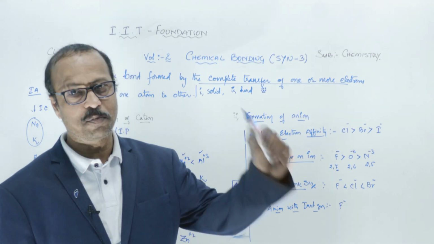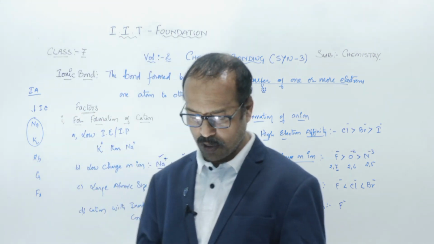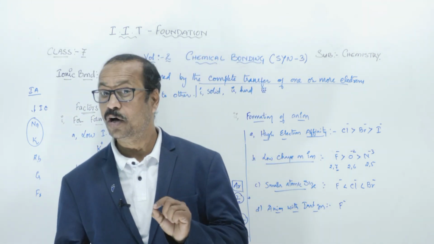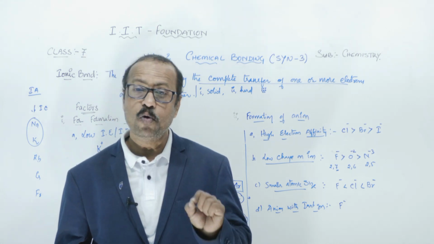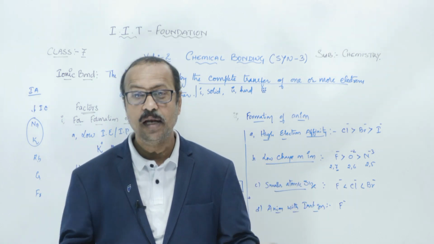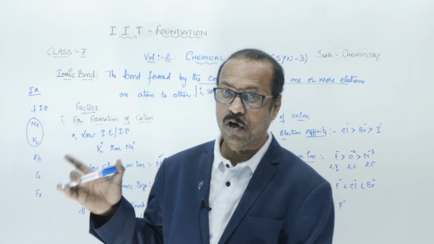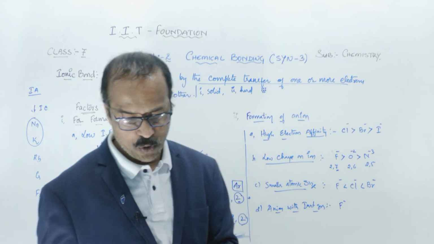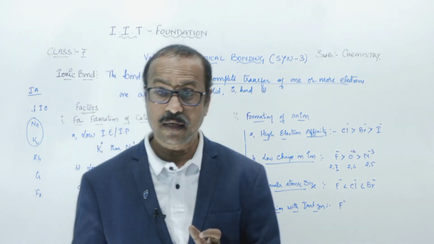So that's the third property. The third property is what? Ionic compounds are soluble in polar solvents like water, but they are insoluble in non-polar solvents like kerosene. Okay. Next, they are good actually.